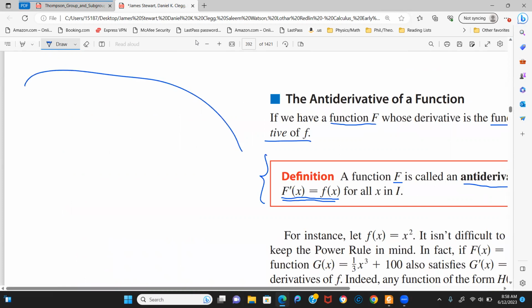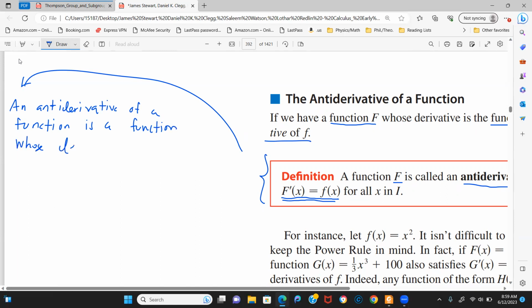So in other words, let's phrase it slightly differently. It's always good to read definitions symbol free, so we're going to try to read this symbol free. An antiderivative of a function is a function. It's another function, possibly the same function, who knows? But it's just a function whose derivative is equal to the given function.